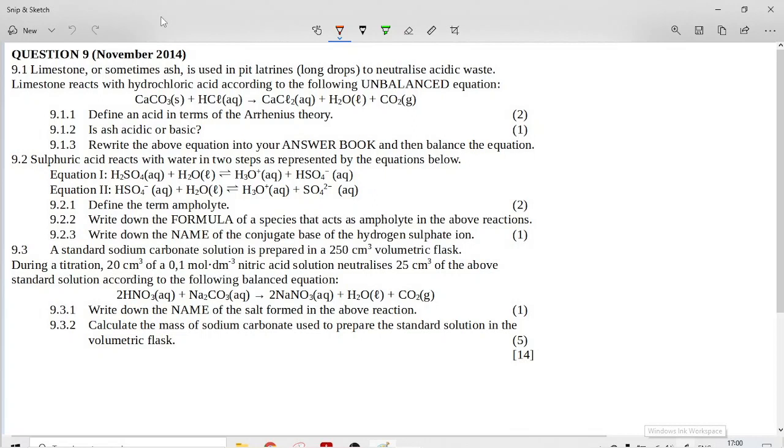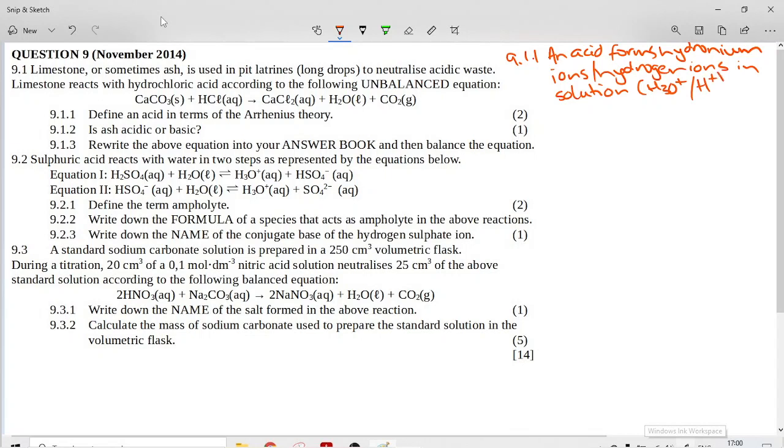Then it says define a base in terms of the Arrhenius theory. Remember, we have the Arrhenius theory and the Lowry-Bronsted theory. You have to know both definitions. This definition is that an acid forms hydronium ions or hydrogen ions. Yeah, you can use either name. Forms hydronium ions or hydrogen ions in aqueous solution or in solution. And remember, the formula for a hydronium ion is H3O plus, and the formula for a proton or a hydrogen ion is H plus. So it forms that in aqueous solution.